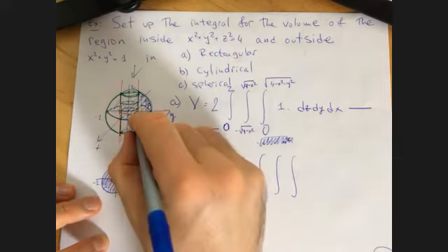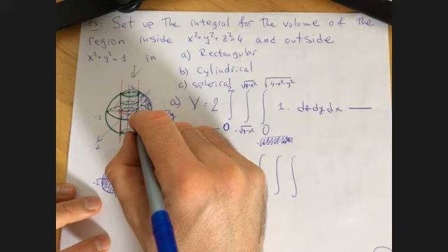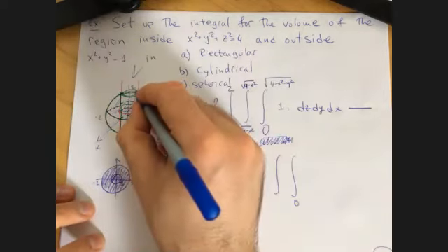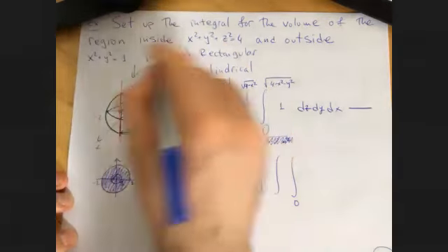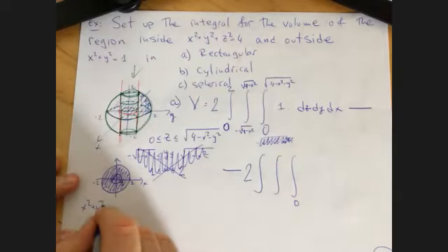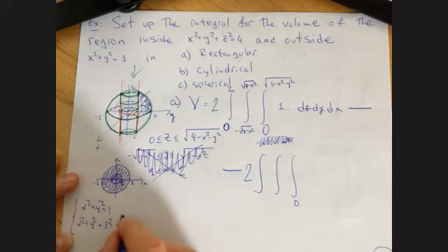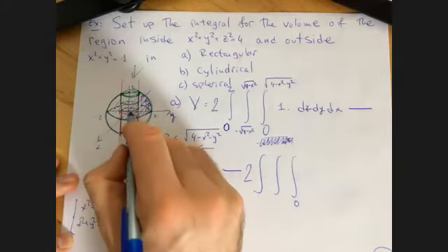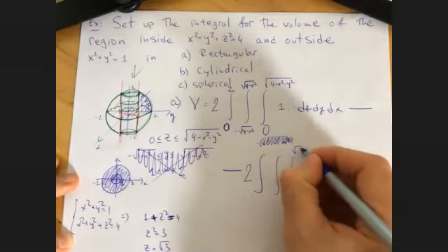Okay, now here, how much is z? From 0 to this point right here. So let's find that point where these two meet, right? So x squared plus y squared is equal to 1, and x squared plus y squared plus z squared is equal to 4. If you put them together, you get 1 plus z squared is equal to 4. So z squared is equal to 3, z is equal to square root of 3. So now I'm talking about the volume of the cylinder. So it goes from 0 to square root of 3.